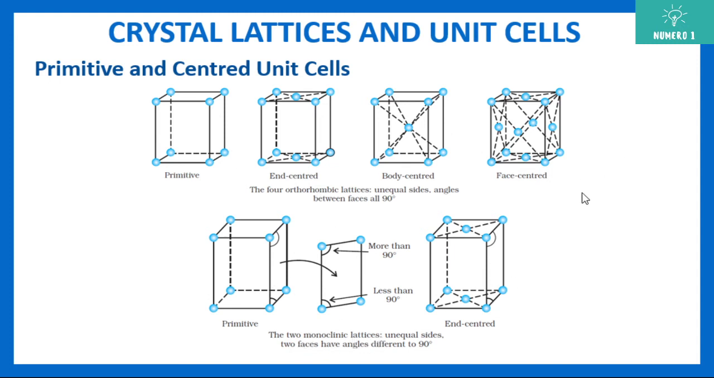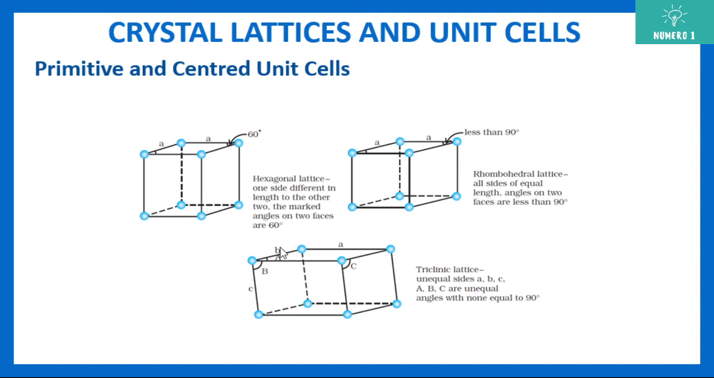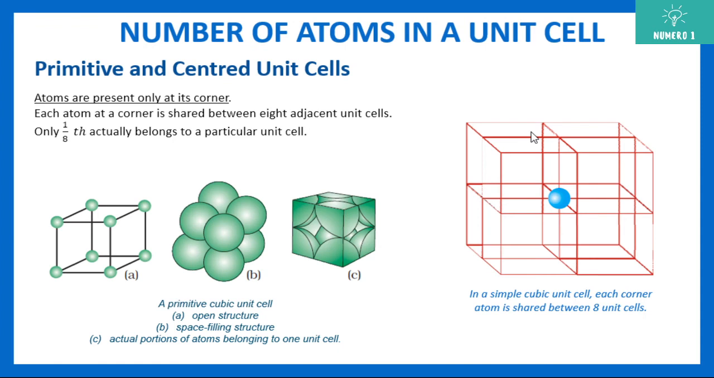And here are the other lattices, hexagonal, rhombohedral, then triclinic, all represented in this way. Now let's focus our attention on the number of atoms present in a unit cell.